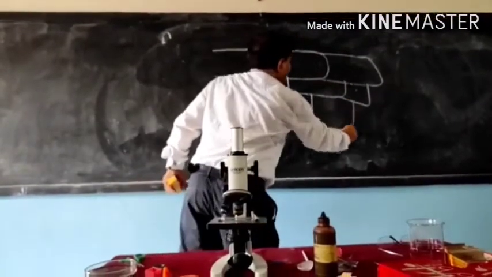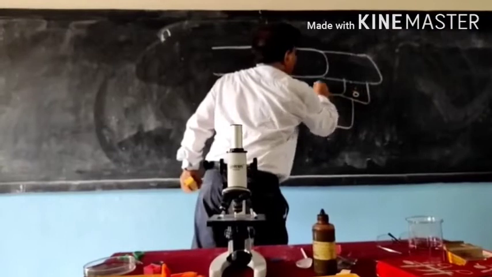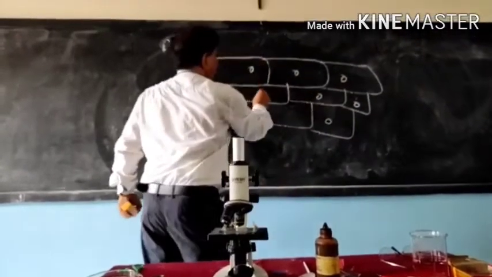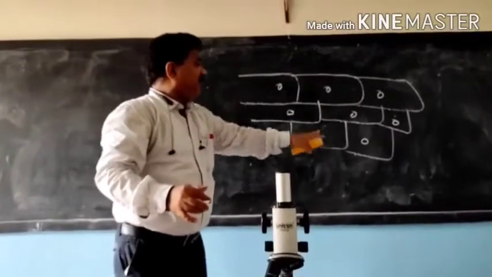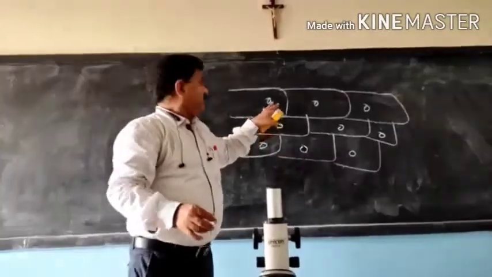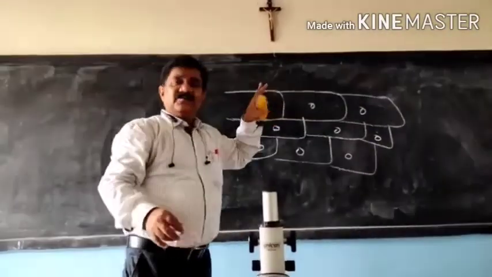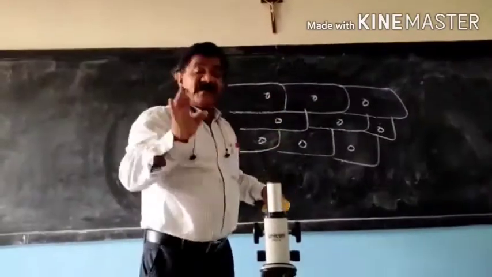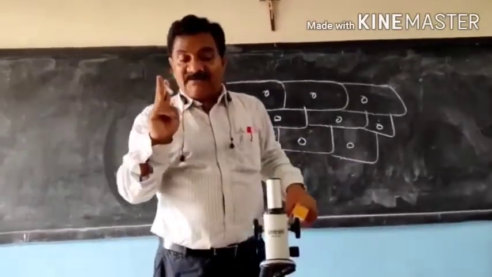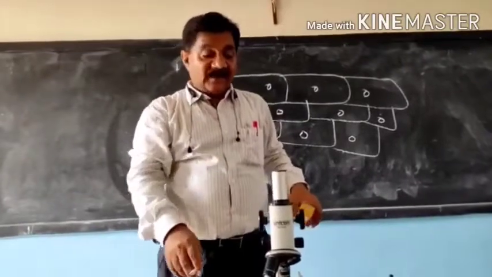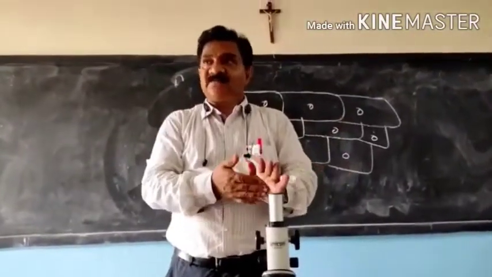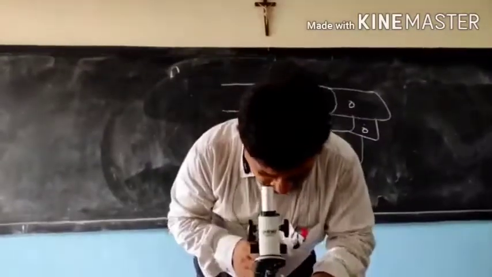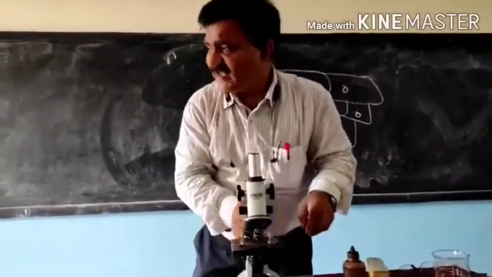Like bricks, it will be visible, and this is the nucleus. Now, while you will see, this way it will be visible. This is the cell and this is the nucleus. Nucleus may not be visible by low magnification, low power. And that day I told that I will show you the nucleus also. So let me try to show you that part.